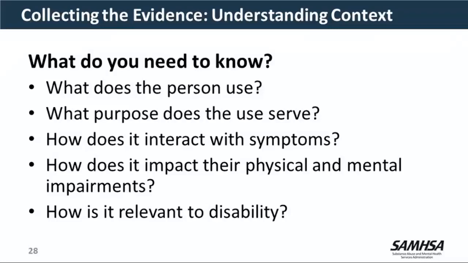How does it impact their physical and mental impairments? Does the drug addiction or alcoholism exacerbate the symptoms of their physical or mental impairments, or does it help lessen their symptoms? And how is it relevant to their disability? A lot of times the opioid use is a response to an injury, chronic pain, or mental anguish that the applicant's experiencing. It's important to understand its relevance in relation to the applicant's disabling condition, and to clearly depict this in your medical summary report.